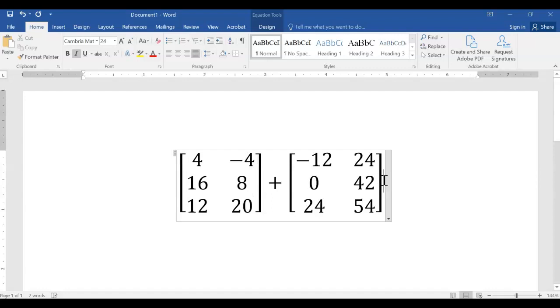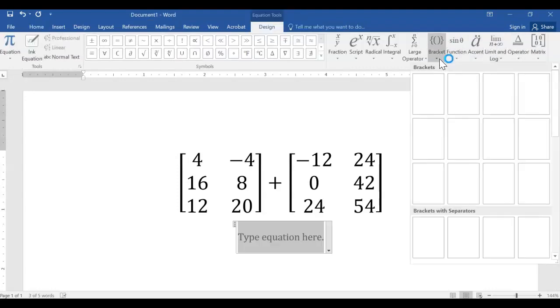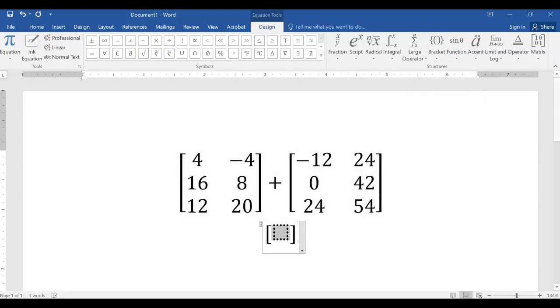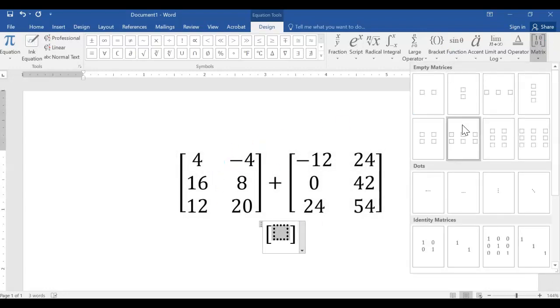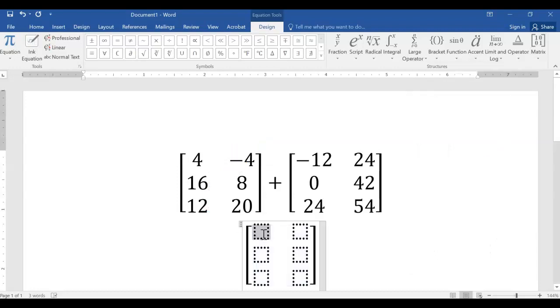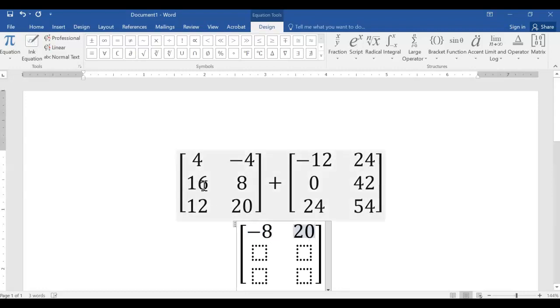And now all we have to do is entry-wise add them. So let's go ahead and do that. We notice that both of these are 3x2 matrices. So when you add the entries, you're still going to get 3x2. 4 plus negative 12 is negative 8. Negative 4 plus 24 is 20. 16 plus 0 is 16. 8 plus 42 is 50. 12 plus 24 gives you 36. And then 20 plus 54 gives you 74.